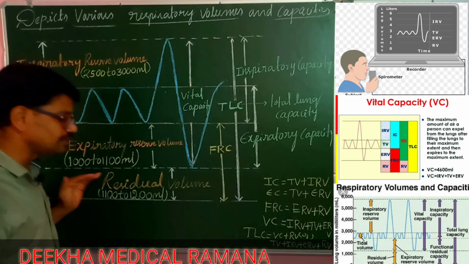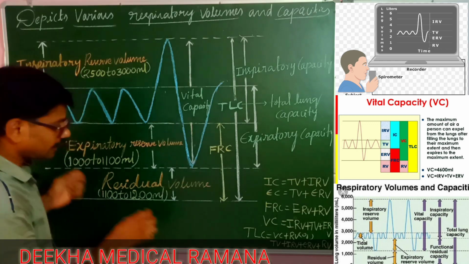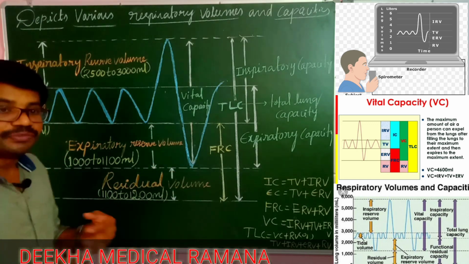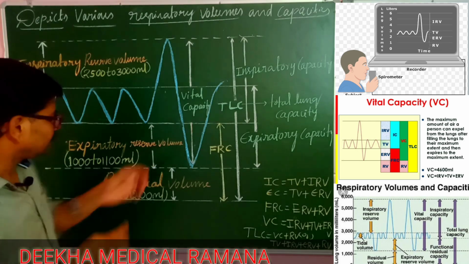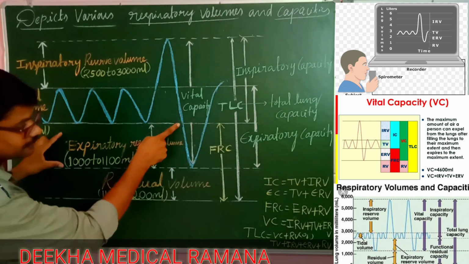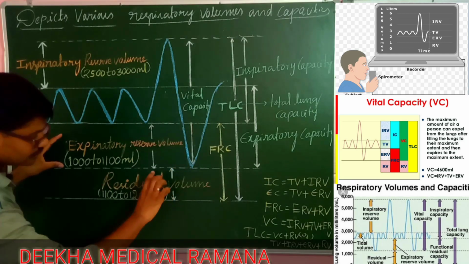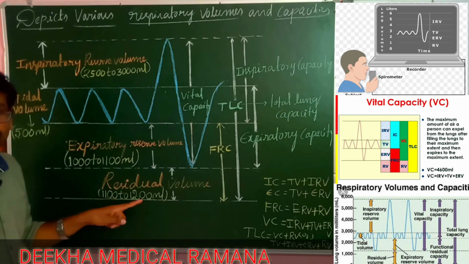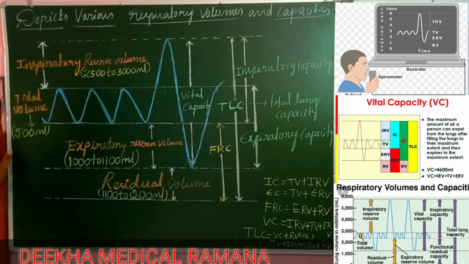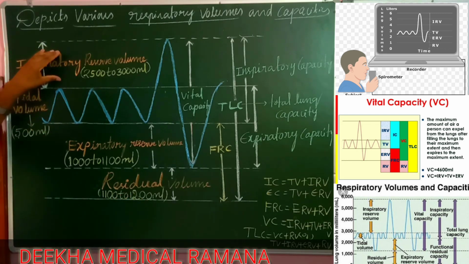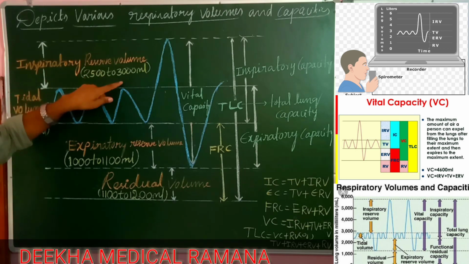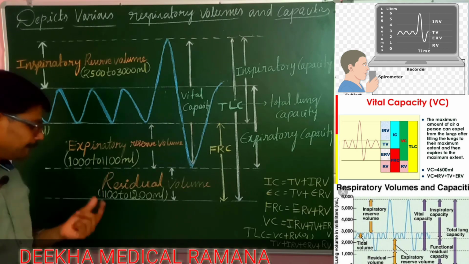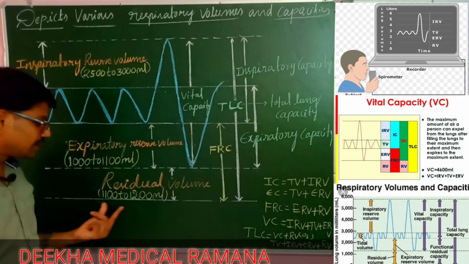Let me explain the residual volume. Residual volume is the volume of air that remains in the lungs even after forceful expiration. Some amount of air will remain in the lungs. That is about 1100 to 1200 ml, right? So tidal volume is 500 ml. Inspiratory reserve volume is 2500 to 3000 ml. Expiratory reserve volume is 1000 to 1100 ml, and residual volume is 1100 to 1200 ml.